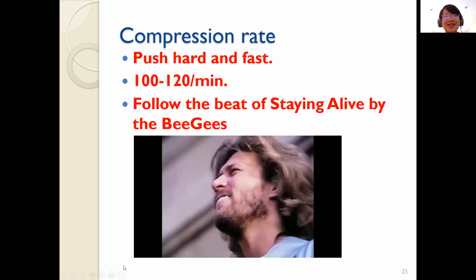Okay, I made you guys sit through all 45 seconds of it because I hope at least now the song's kind of stuck in your head. But if it's not, that's okay. Go find your own 100 beats per minute song or 120 beats per minute song and follow that instead. That's fine. Okay, so this song you can use to help you count.